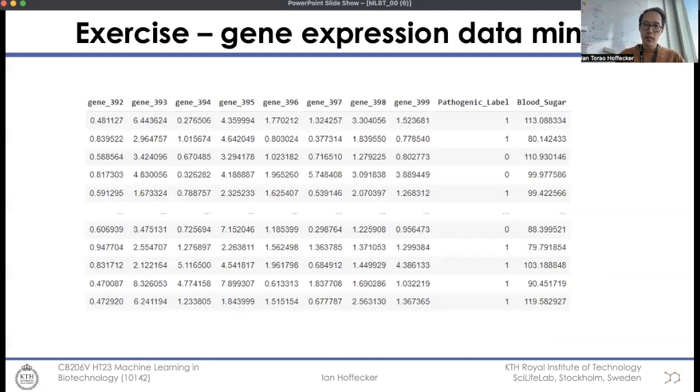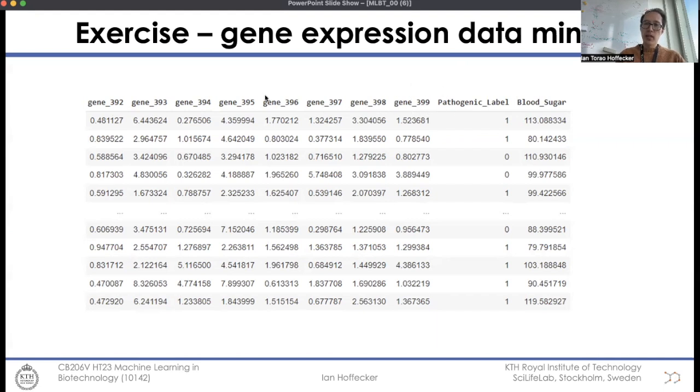So I'm going to give a little introduction here to the problem that we're working on. The idea is we have a big data set here of gene expression profiles for various individuals. You can imagine the rows here correspond to different individuals, and these numbers correspond to the transcripts per million for particular genes. And we have a set of 400 different genes here, ending with gene 399.